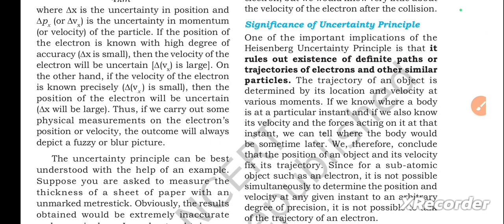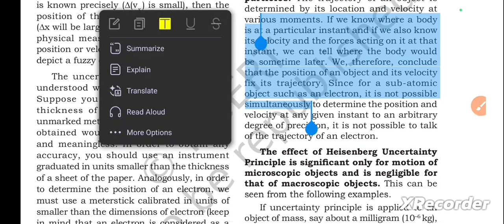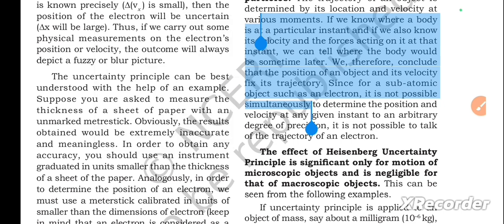Next, significance of the uncertainty principle. One of the important implications of the Heisenberg uncertainty principle is that it rules out the existence of definite paths or trajectories of electrons and other similar particles. The trajectory of an object is determined by its location and velocity at various moments. If we know where a body is at a particular instant, and if we also know its velocity and the forces acting on it at that instant, we can tell where the body would be sometime later. We therefore conclude that the position of an object and its velocity fix its trajectory.